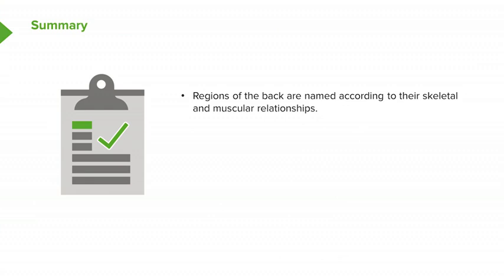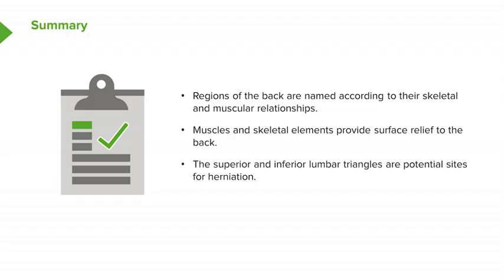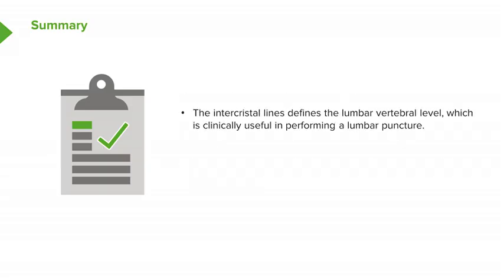So what are the take-home messages from this lecture? First, regions of the back are named according to their skeletal and muscular relationships. Muscles and skeletal elements provide surface relief to the back. The superior and inferior triangles are potential sites for herniation of abdominal contents. The intercristal lines define the lumbar vertebral level, which is clinically useful in performing a lumbar puncture.